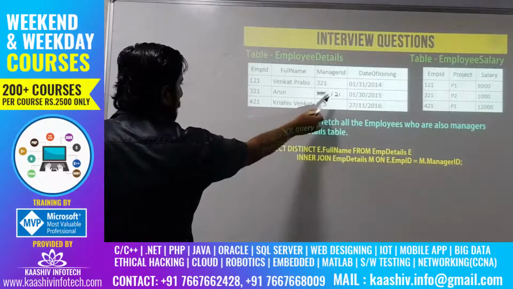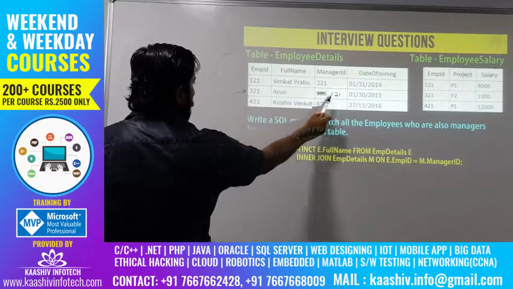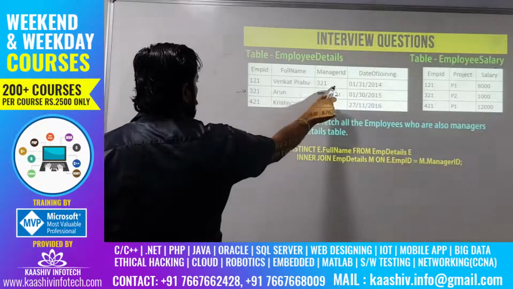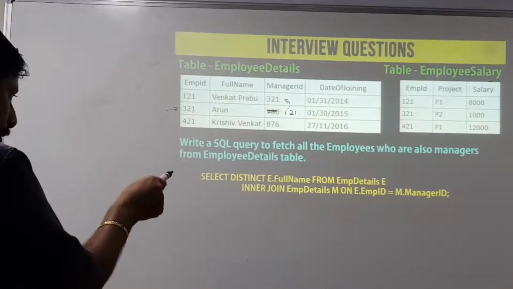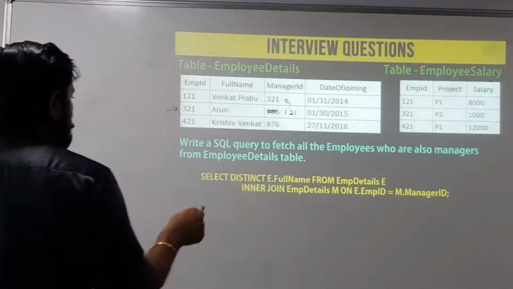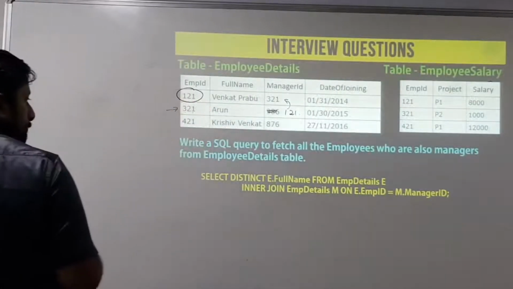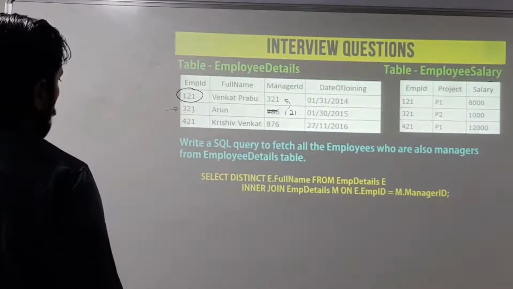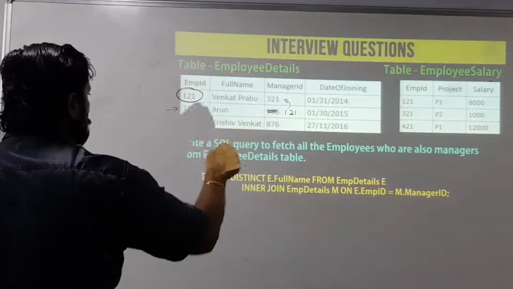Arun's employee ID is 321. Arun's manager is Venkat. So his manager is this guy. Write a SQL query to fetch all the employees who are also managers from employee details table. So I want 121, who is also a manager. In that case, I need to join the same table once again.